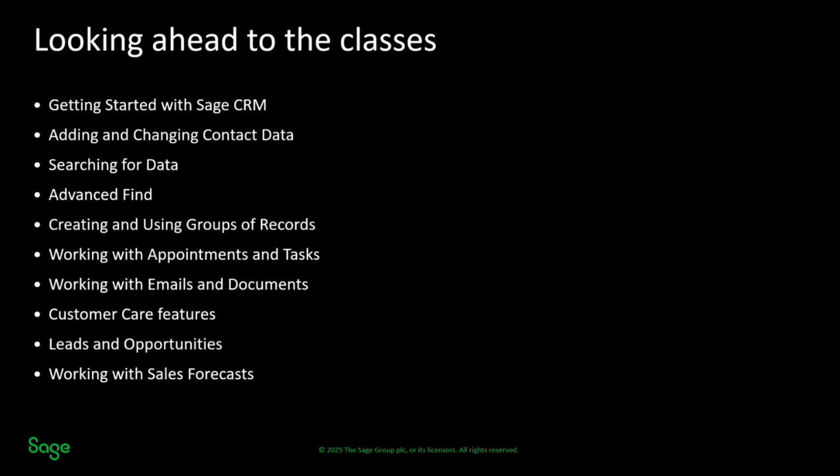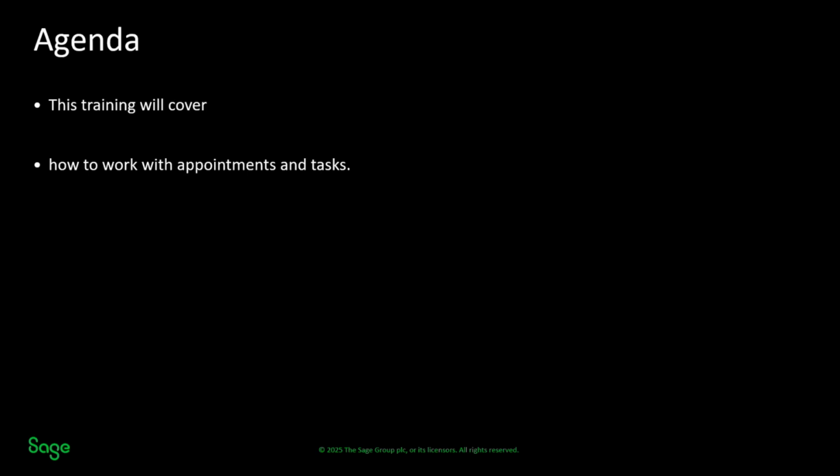You can see that this is building on some of the previous work that we've been doing in this course, looking for records, building groups of records, as well as entering, of course, the data into the system that we're going to be using when we're linking communications, meetings and tasks with parental companies and contacts. So we're going to continue and look specifically at how to work with appointments and tasks in this lesson.